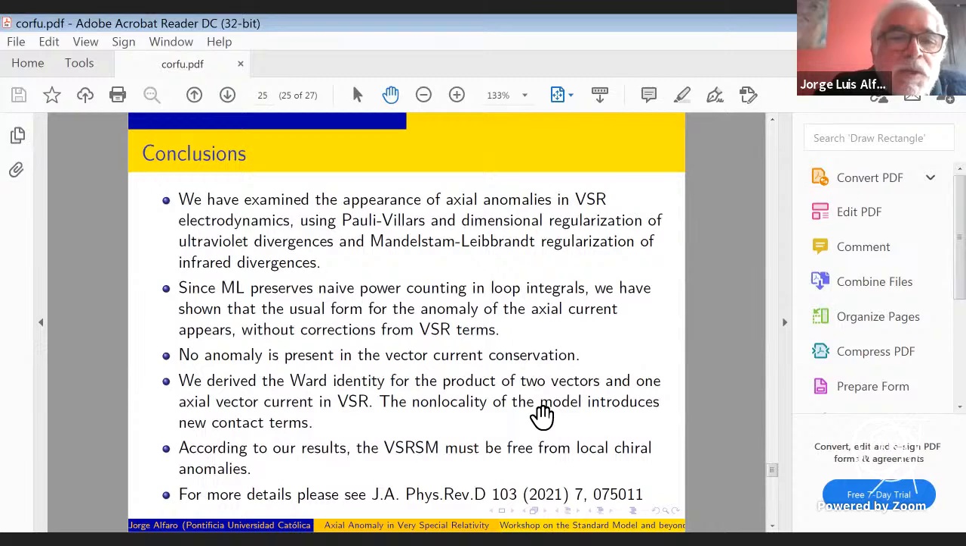No anomaly is present in the vector current conservation. And we derive the Ward identity for the product of two vectors and one axial vector current in VSR. The non-locality of the model introduced new contact terms. According to our result, the VSR standard model must be free from local triangle anomalies. And for more details, see this paper. Thank you.